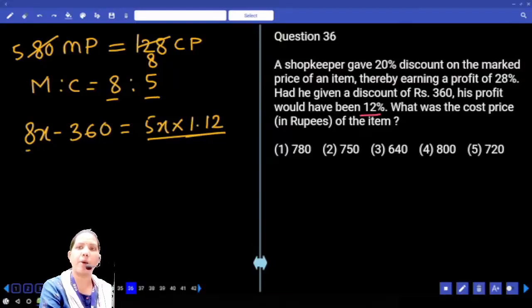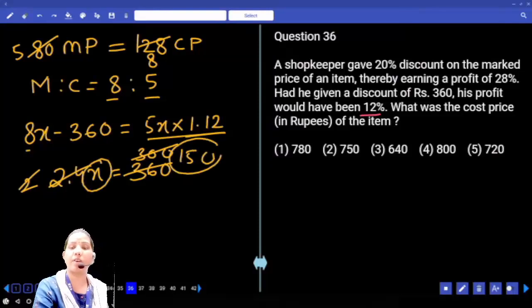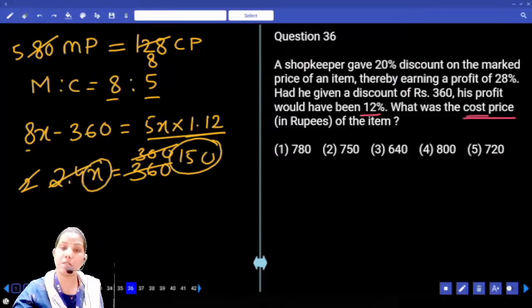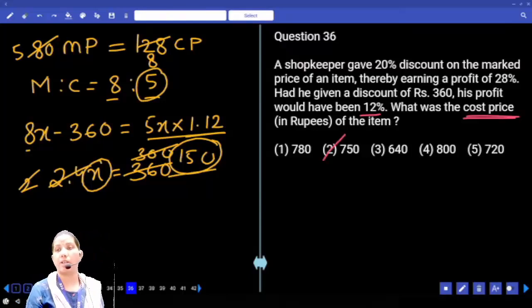8 minus 5.6 value, 2.4x is equal to 360. 12 table 2 times, 12 table 300 times, 2 exactly 150 times. So x is equal to 150. And the question is, what is cost price? Cost price how many parts? 5 into 150, 750. Second option.